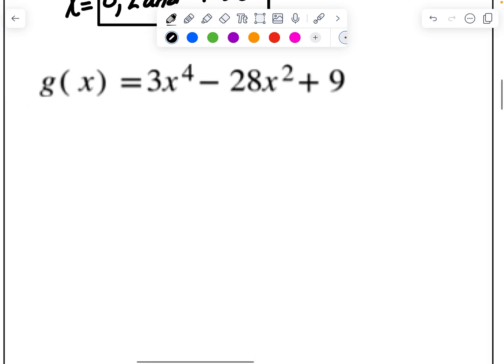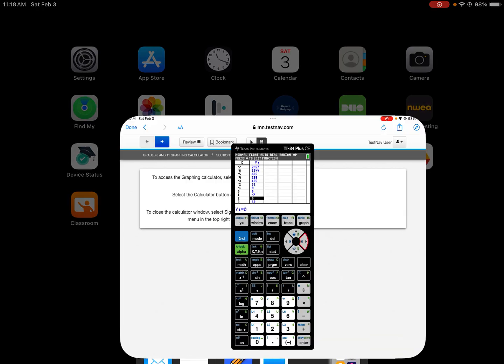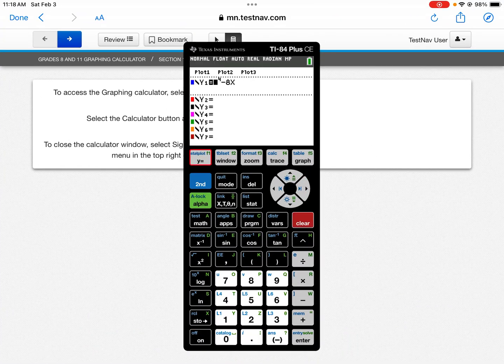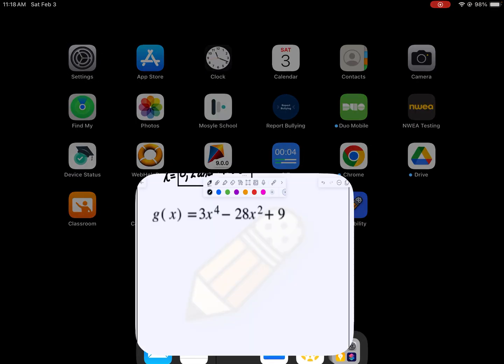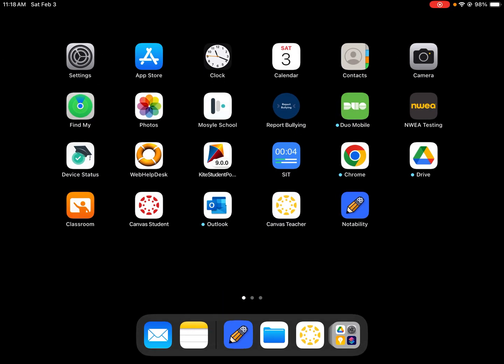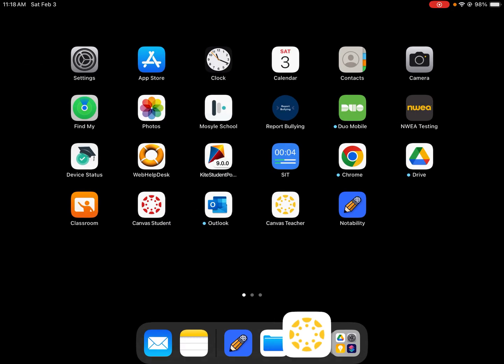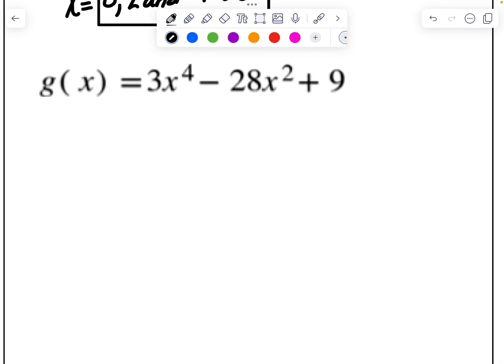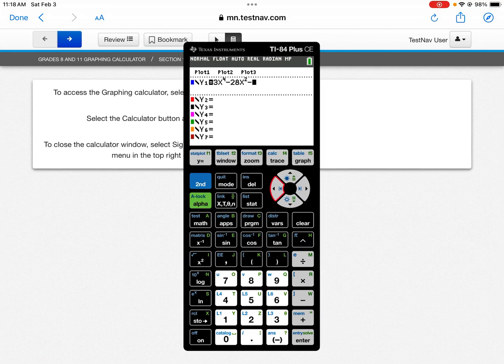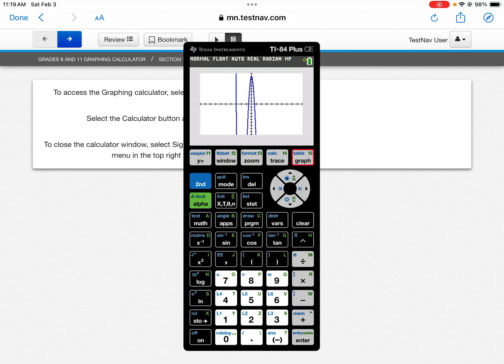Alrighty, another one with 4 answers. 3x raised to the power of 4 minus 28x squared plus 9. I think it was minus 9. How's my memory? Not good. Plus 9. Graph it.